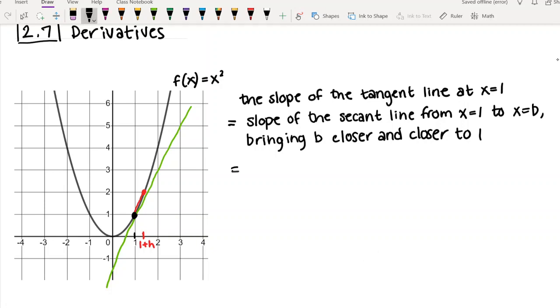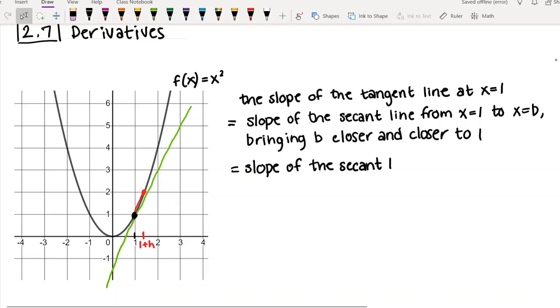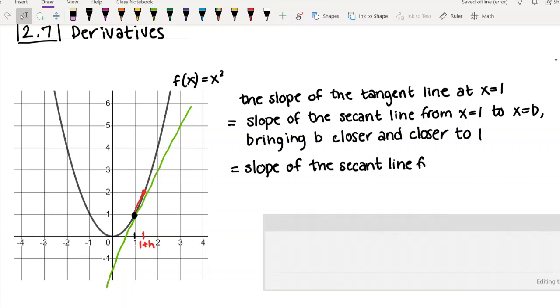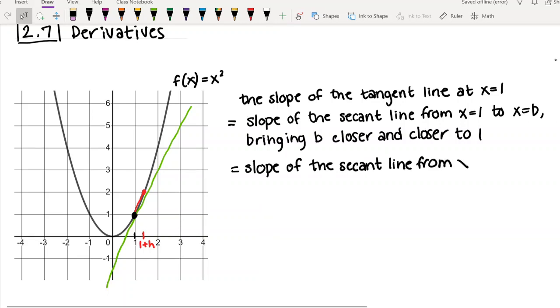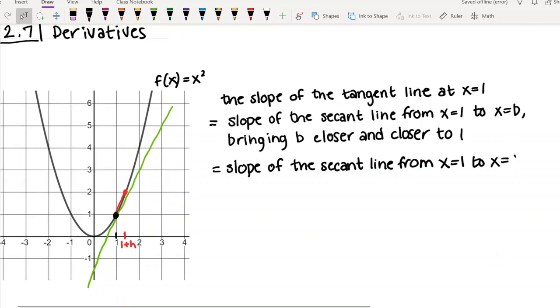So instead of finding the slope from 1 to b, we're finding the slope of the tangent line, or sorry, the secant line from x is equal to 1 to x is equal to 1 plus h.